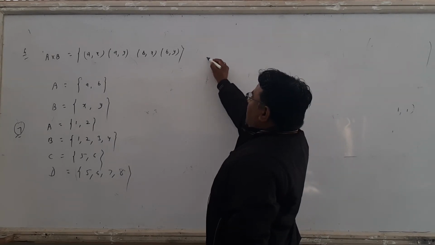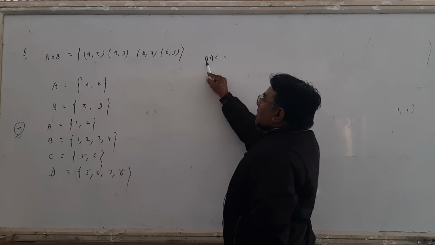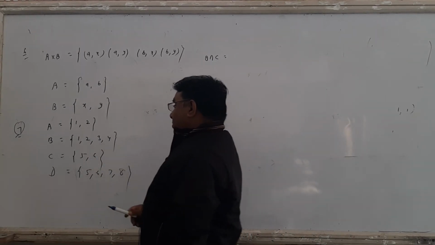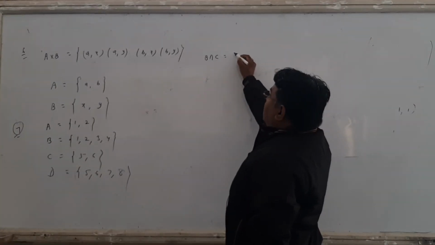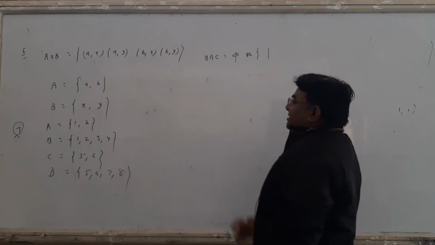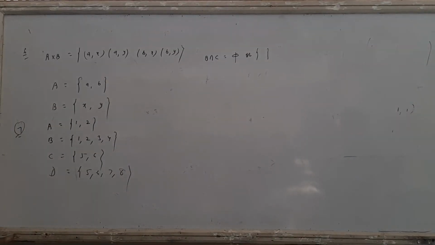Now this question: find A cross (B intersection C). First, B intersection C means the common elements of B and C. There are no common elements, so B intersection C is the empty set, the null set. Set B has 1, 2, 3, 4, and set C has 5, 6. There are no common elements.